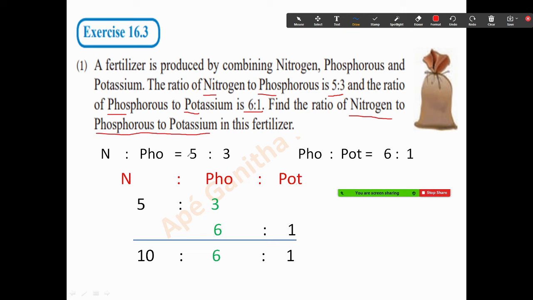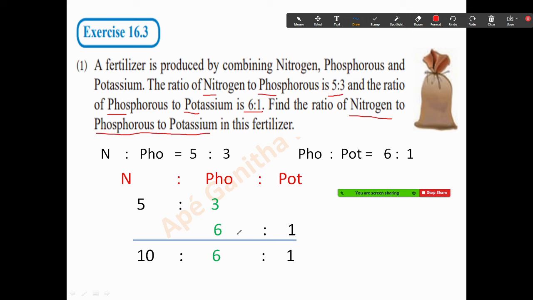Now let's get the first ratio, 5 to 3. Below nitrogen I will write 5, and below phosphorus 3. I will write the first ratio this way. The second ratio is phosphorus to potassium, 6 to 1. Phosphorus 6, potassium 1. The second ratio is this one.